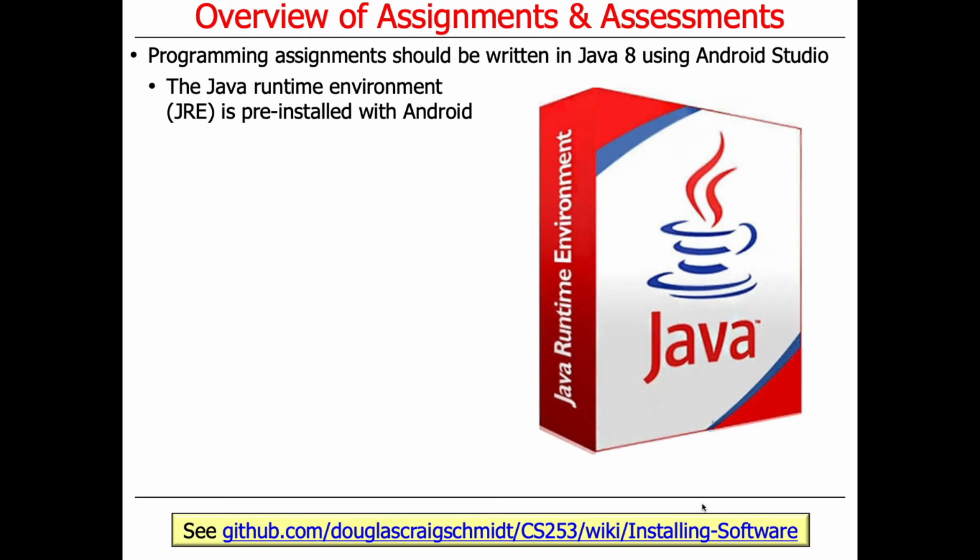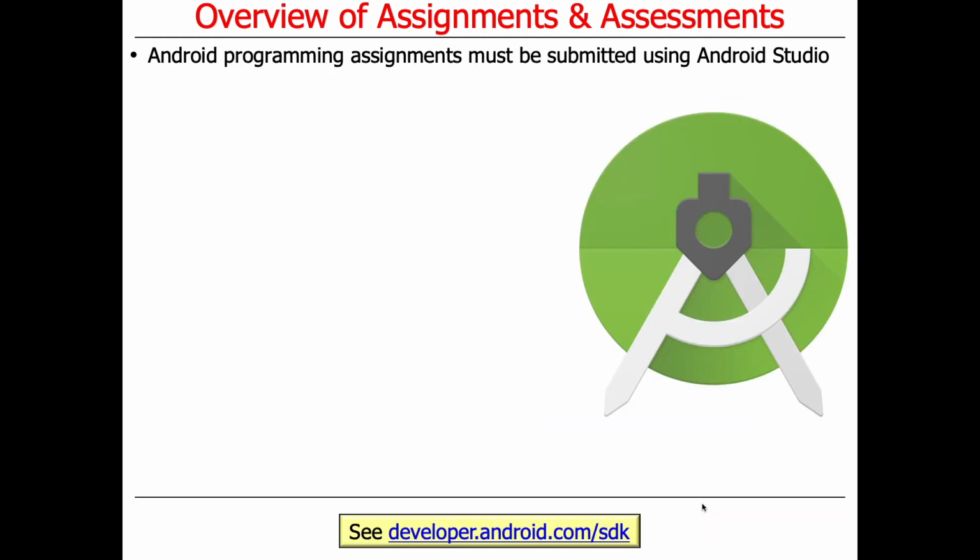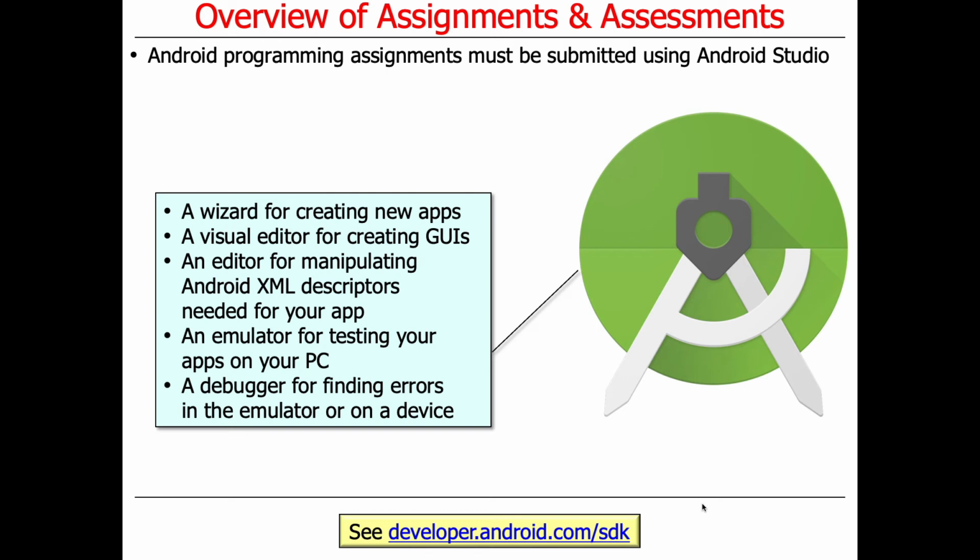Java now comes pre-installed with Android. It comes pre-installed with the version of Android we're going to be using, which will be Java 11. So you don't have to worry about installing it. There's links that explain this stuff on my GitHub repository, which we'll walk through in a minute. So you have to submit things using Android Studio. Android Studio is pretty cool.